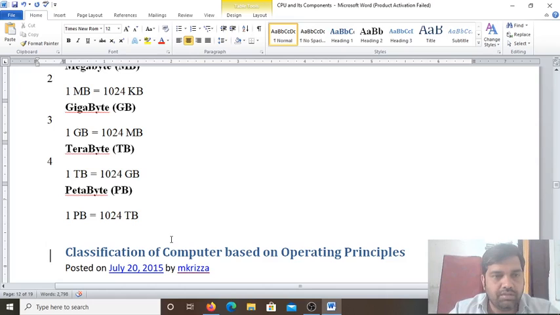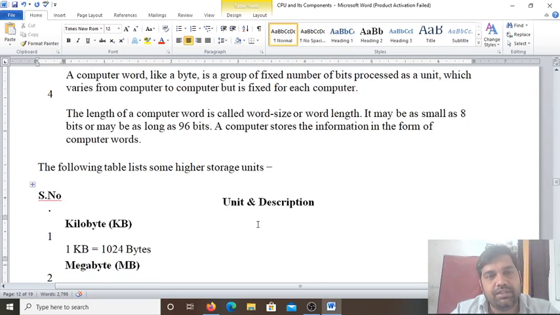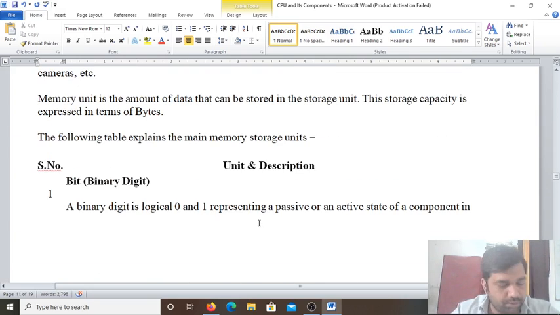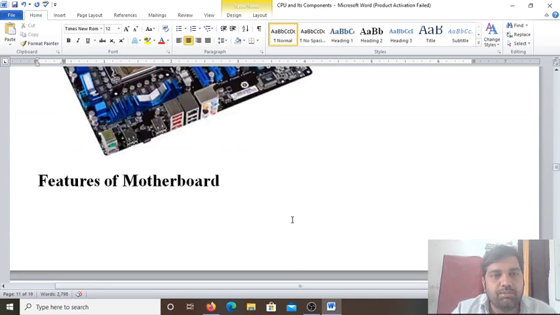So today we'll continue our discussion on lesson 1, that is the computer system. Today we'll discuss the different units of memory, the motherboard, and the different types of computers. First of all, see the motherboard of the computer.